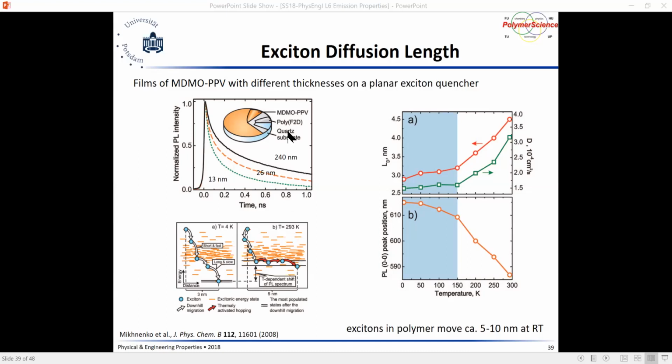In this paper, they looked at the exciton diffusion length of MDMO-PPV, which is another system that was studied before Q3HD. And they saw how the exciton diffusion length, which is this parameter here, changes as a function of temperature. At room temperature, we have a relatively higher exciton diffusion length, about 4.5 nanometers. As we take the temperature down to 0 Kelvin, the exciton diffusion length reduces.